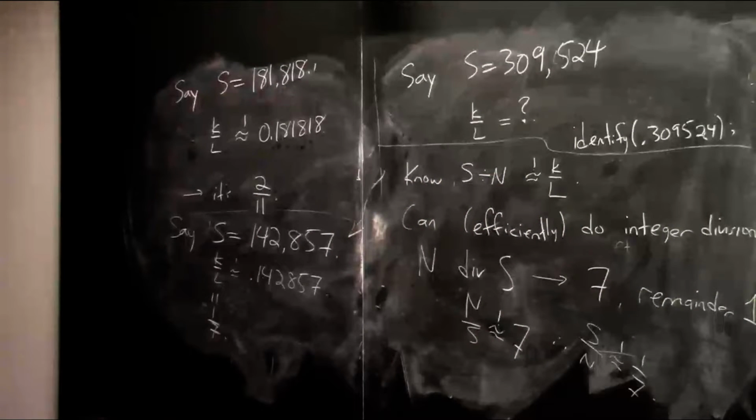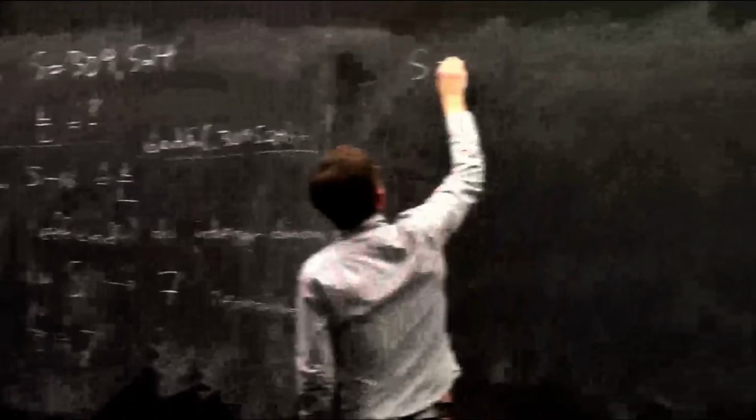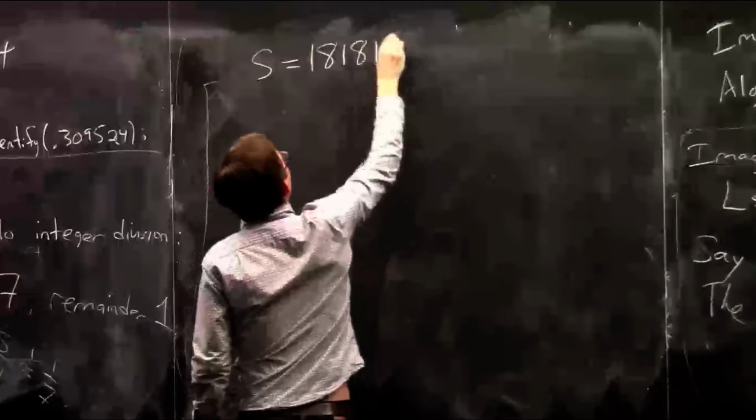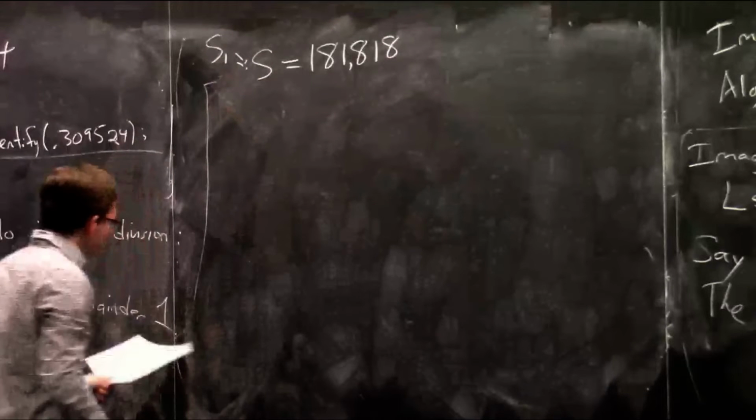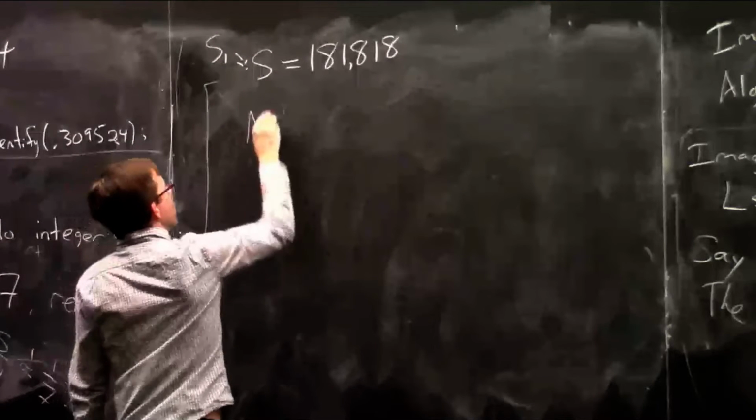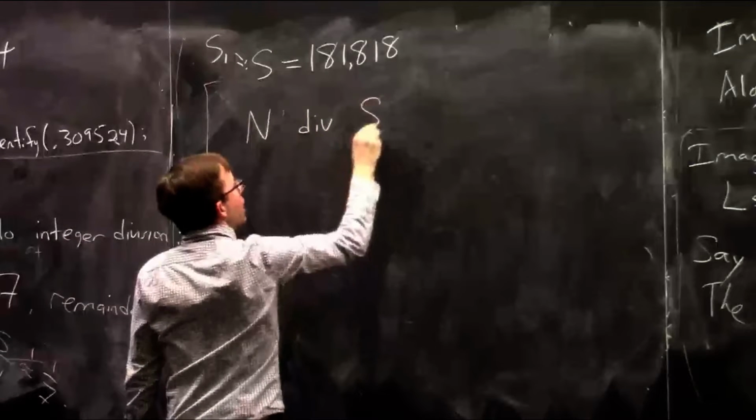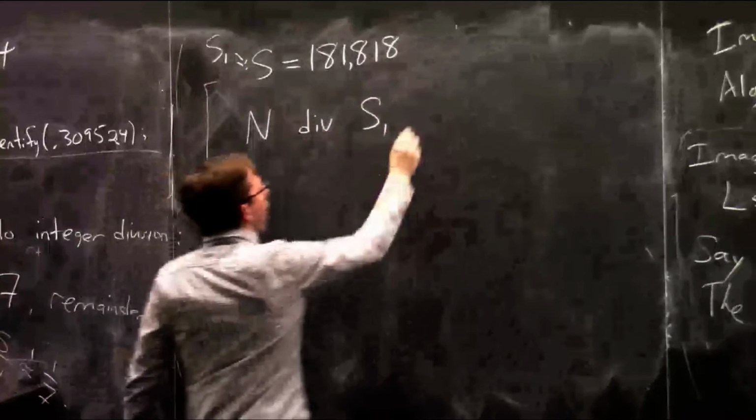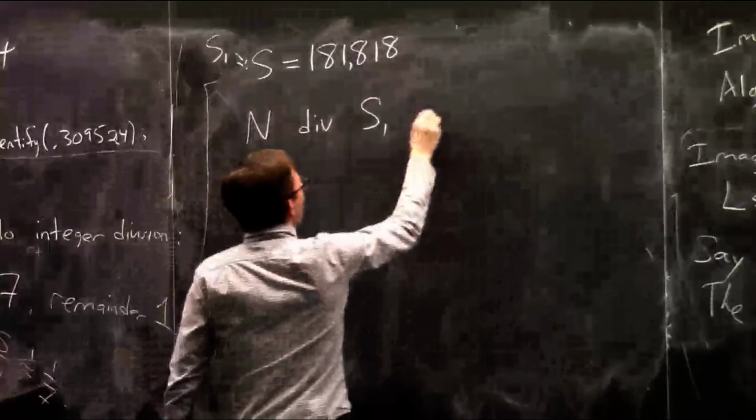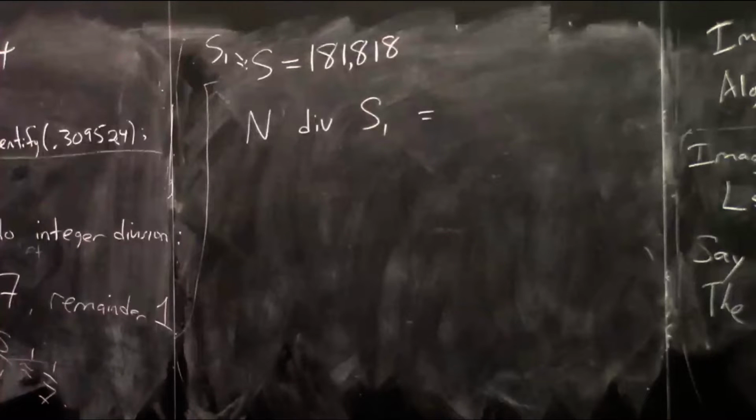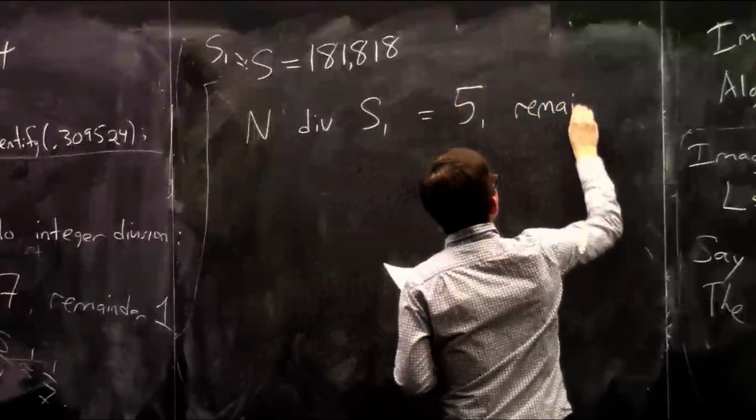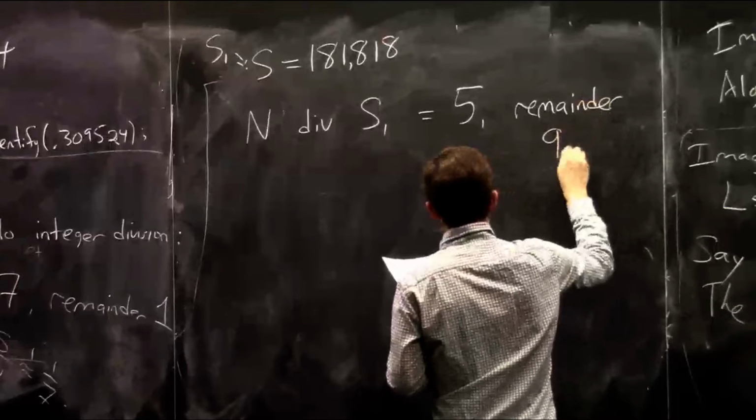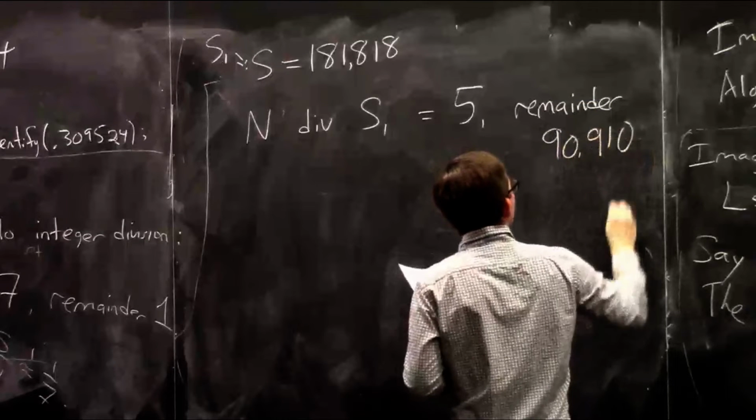But what we're going to do is this. Let's say that S is this one, and I'm going to start calling it S1, for reasons you'll see. So we'll do what we did last time and hope something good happens. We'll do n integer division S1. And what will the integer quotient be? Yeah, it'll be 5, right? Because the true answer is 5.5. It's 5. And then the remainder, it's not easy for you to figure out, so I'll just tell you. It's 90,910.